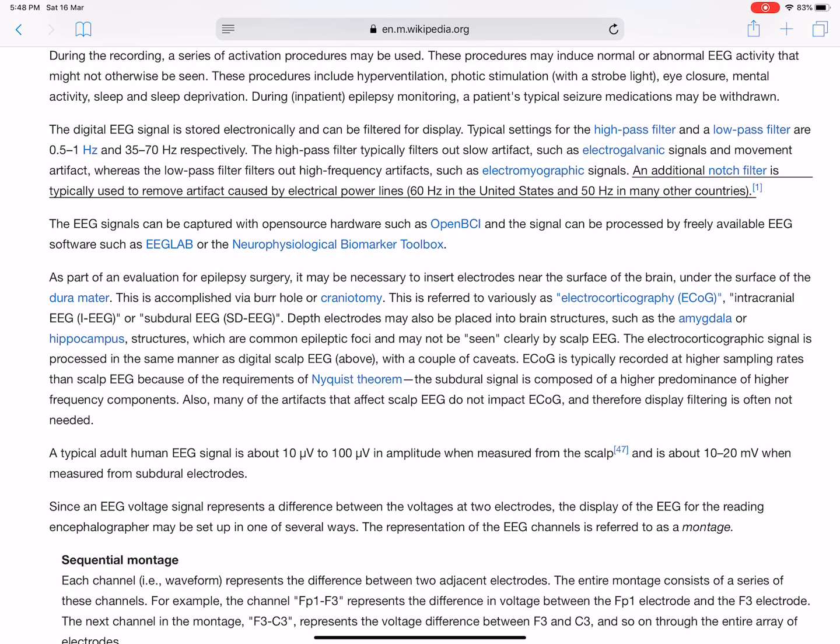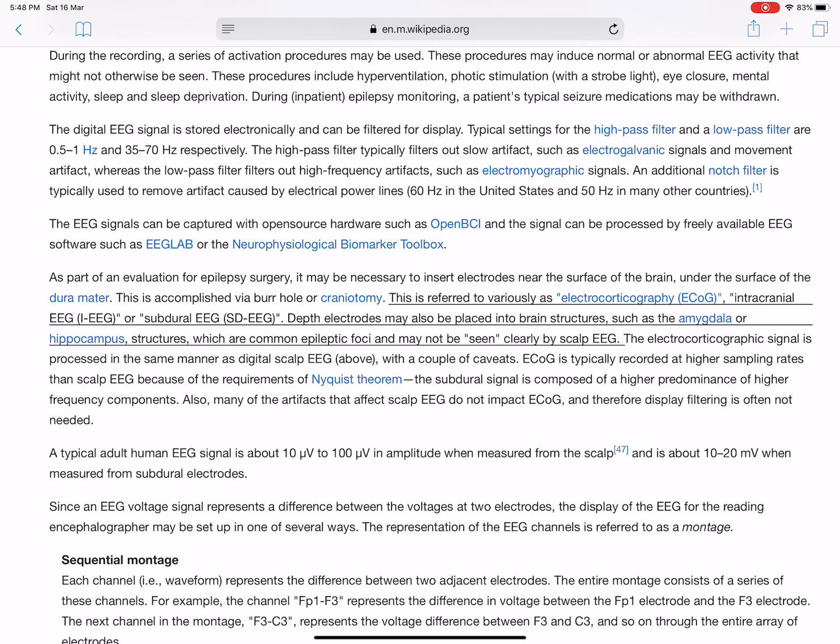The EEG signals can be captured with open-source hardware such as OpenBCI, and the signal can be processed by freely available EEG software such as EEGLAB or the Neurophysiological Biomarker Toolbox. As part of an evaluation for epilepsy surgery, it may be necessary to insert electrodes near the surface of the brain, under the surface of the dura mater. This is accomplished via burr hole or craniotomy. This is referred to variously as electrocorticography, ECoG, intracranial EEG, iEEG, or subdural EEG, SDEG.